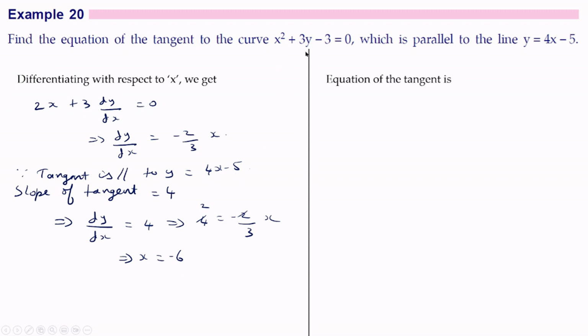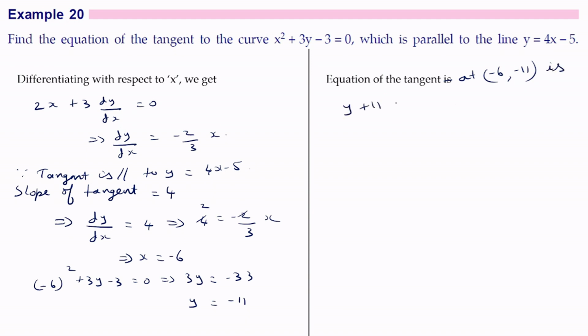The other coordinate we can find by substituting in the curve. Minus 6 the whole square plus 3y minus 3 equal to 0 implies 36 minus 3, that is 33, plus 3y equal to 0, so 3y equal to minus 33, or y equal to minus 11. So we got the point as minus 6 comma minus 11. The equation of the tangent at minus 6 comma minus 11 is given by y minus y naught equal to m into x minus x naught. So it is y plus 11 equal to 4 into x plus 6. So we get y plus 11 equal to 4x plus 24, or 4x minus y plus 13 equal to 0. So this is the equation of the tangent.